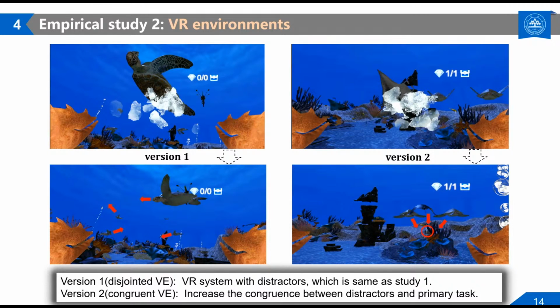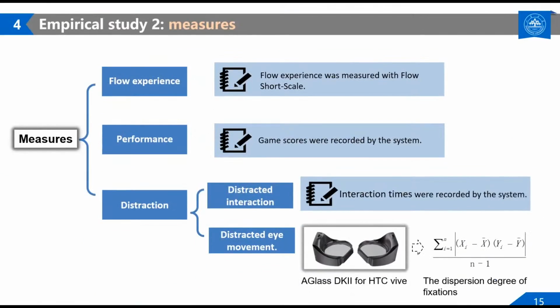More specifically, in version 1, after interacting with the marine creatures, they still move randomly. But in version 2, after interacting with the marine creatures, they will move more frequently towards the location near the treasure chests. After practice, all participants experienced the 2 versions in a specific order. Their flow experience, game performance, and distraction were measured.